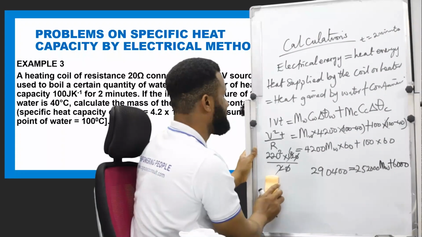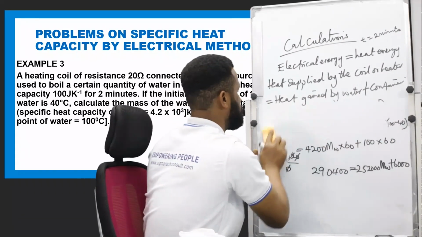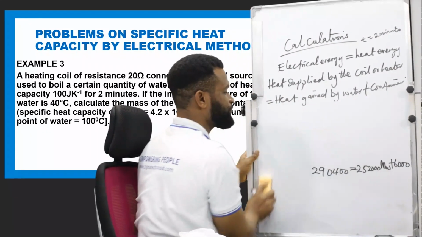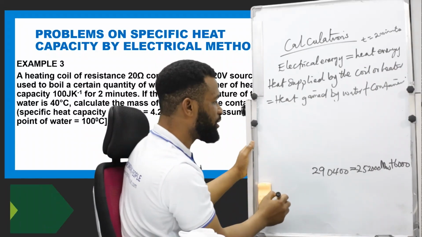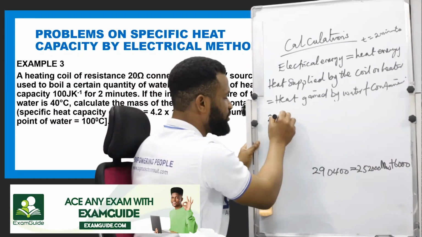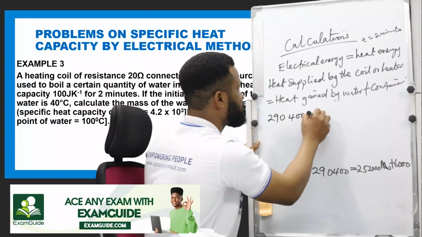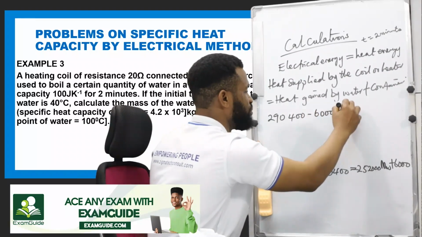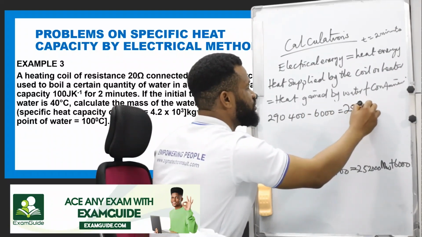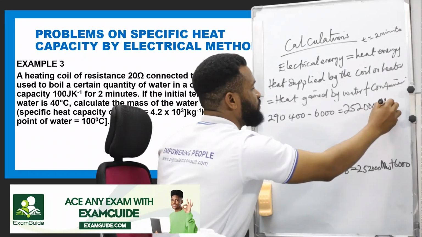All right. So let's finish it up here. So I'm going to have that 290,400 minus 6000 is equal to 252,000 mass of the water.